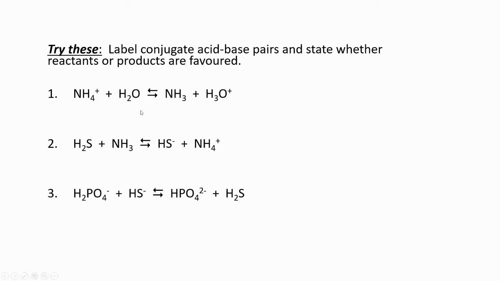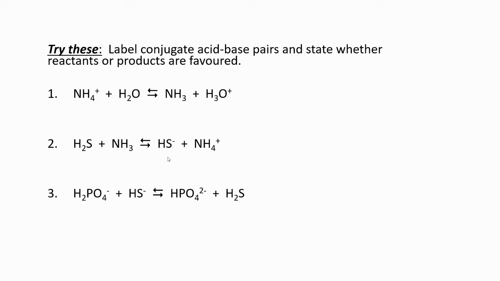All right, so with this one, we have NH4 plus on the left and our H3O plus on the right. So H3O plus is going to be the strongest acid in solution. We see it up at the top. Our Ka for this one is 1.0. So we're going to push it over here. So we're going to say the reactants are favored in this one. All right, let's look at the next one.